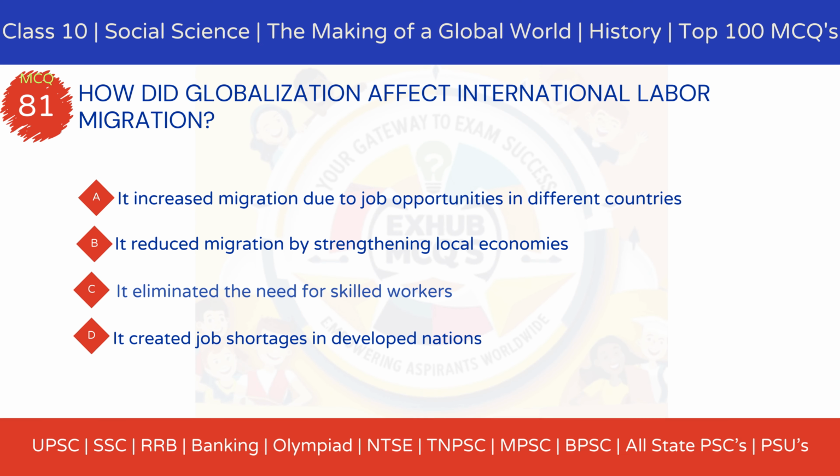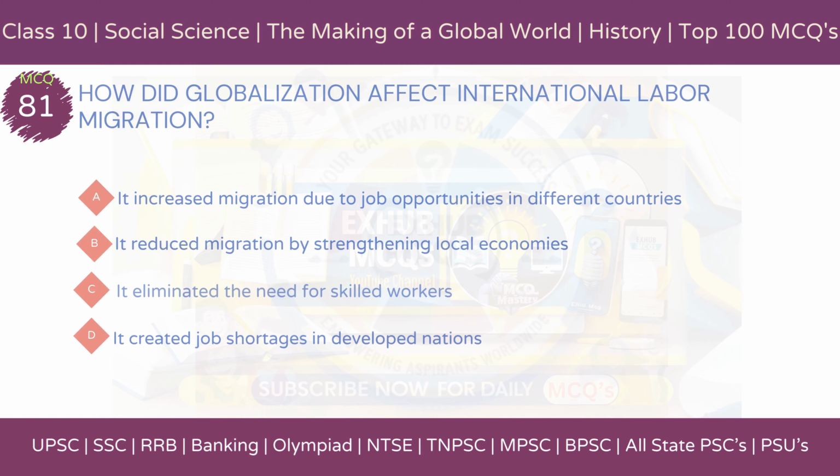MCQ 81. How did globalization affect international labor migration? Option A. It increased migration due to job opportunities in different countries. Option B. It reduced migration by strengthening local economies. Option C. It eliminated the need for skilled workers. Option D. It created job shortages in developed nations.